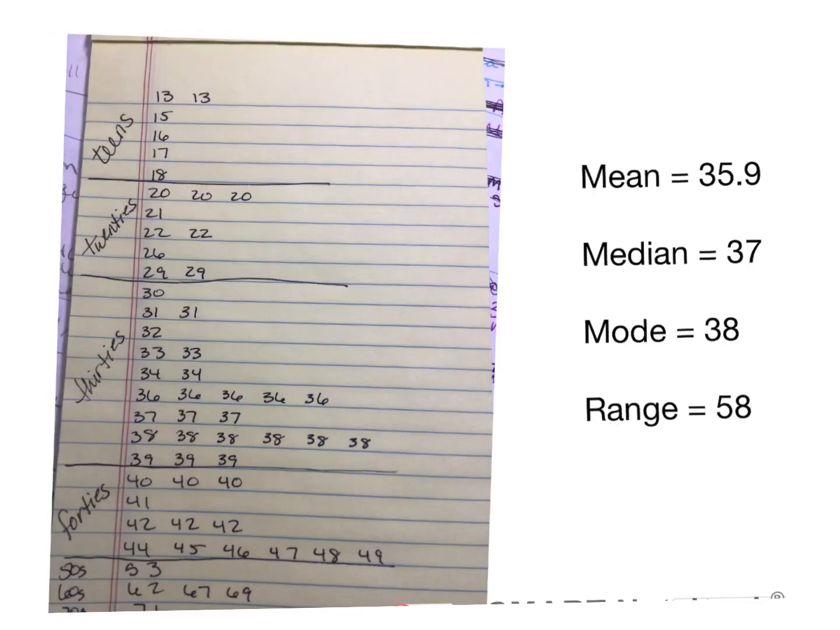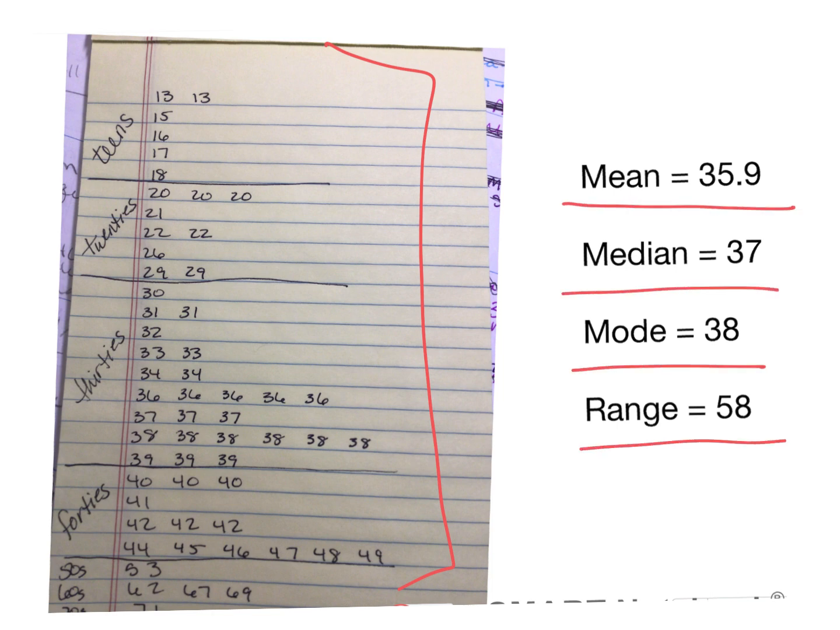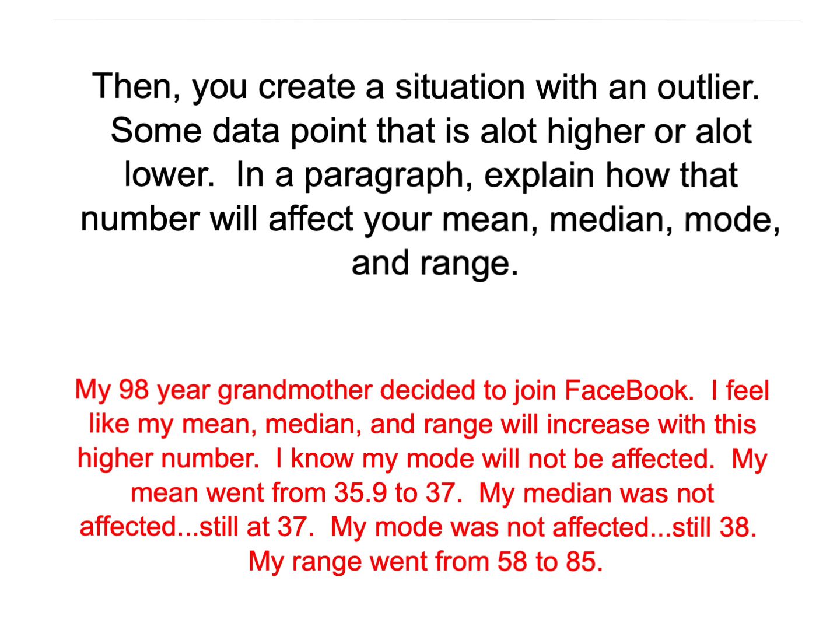Then back to my data, I collected this and here's my frequency chart, so to speak. I put it all together, I got it organized. And then using my data, I found the mean, median, mode, and range. Then I created a situation with an outlier, some point that's a lot higher or a lot lower. I wrote a paragraph explaining that and how it affected my mean, median, mode, and range.